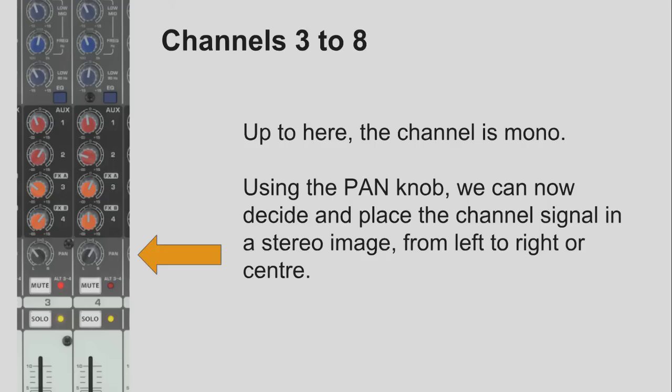Like channels 1 and 2, channels 3 to 8 are also mono channels, hence they have a pan knob, which allows you to set the incoming signal to the left or right of the stereo image for your main mix bus.